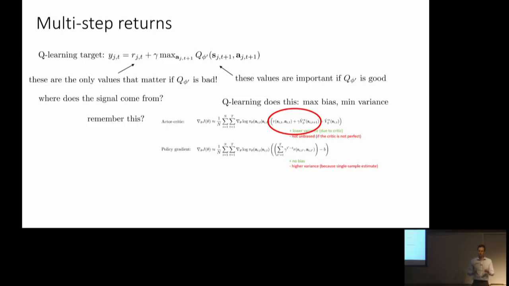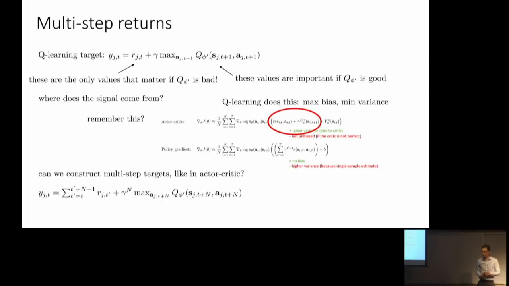But we don't have to do this. We saw in the actor-critic lecture that you could sum up a few rewards and then put in the value. And you could do the same exact thing with Q-learning. You can construct multi-step targets, just like in actor-critic, by constructing your target value to be the sum, with a discount factor, gamma to the t prime minus t times the reward at time step t prime, plus gamma to the n times the max n steps into the future. This is referred to as n-step returns. It means sum together n rewards with discounts and then add in the value after n steps.